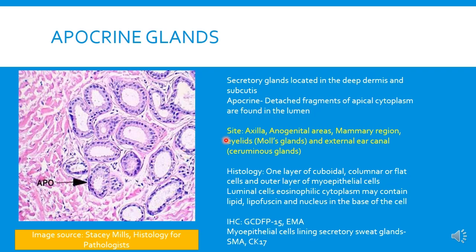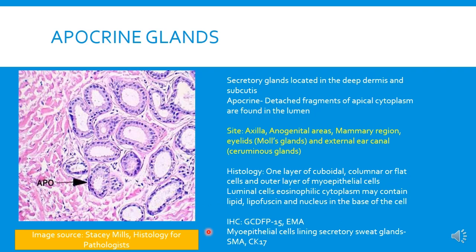A part of the cytoplasm is decapitated along with the secretion into the lumen. So apocrine glands are concentrated in the axilla, anogenital areas, mammary region, eyelids, and external ear canal. Histology-wise, apocrine glands have one layer of cuboidal, columnar or flat cells surrounded by an outer layer of myoepithelial cells. The luminal cells show eosinophilic cytoplasm and may contain lipid and lipofuscin, and the nucleus is situated at the base of the cell.